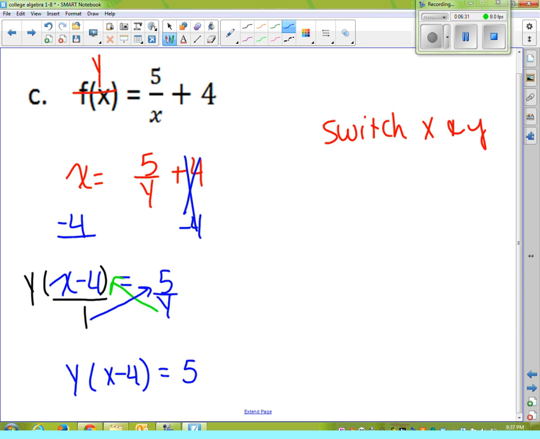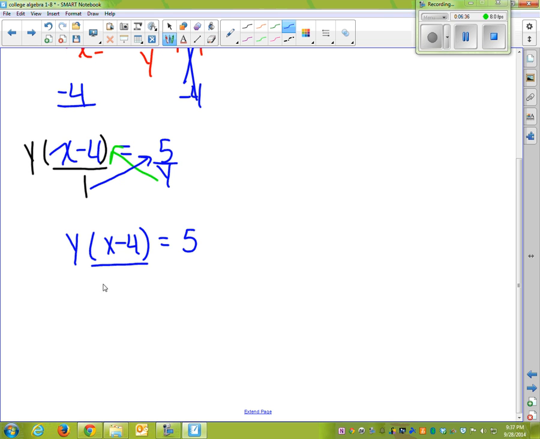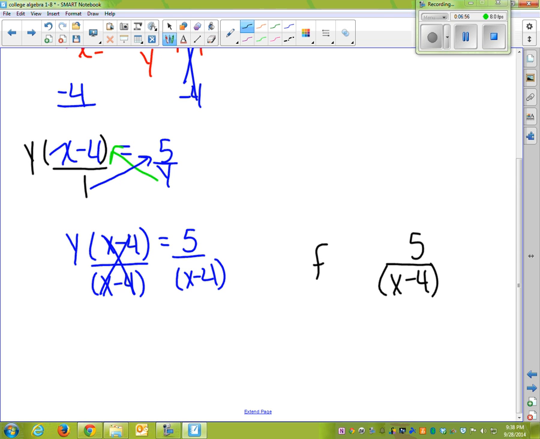X minus 4 is a binomial, so I can divide by the entire binomial. And that leaves y by itself, which gives me my solution. The inverse function is 5 over (x minus 4). And I'll write that as f inverse of x.